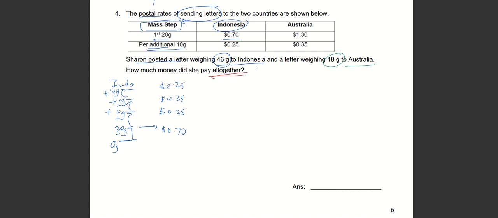So this is the amount for Indonesia. 25 cents plus 25 cents is 50 cents, 50 cents plus another 25 cents, 75 cents, 70 cents plus 75 cents, that makes $1.45. Okay, going to Australia.